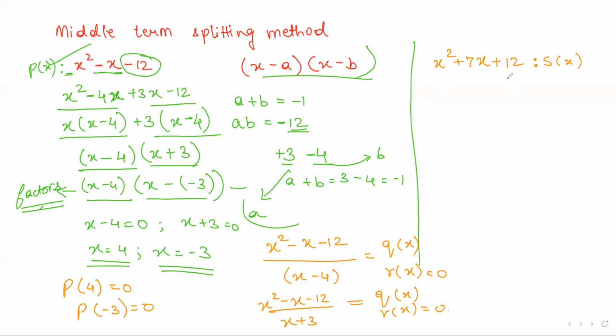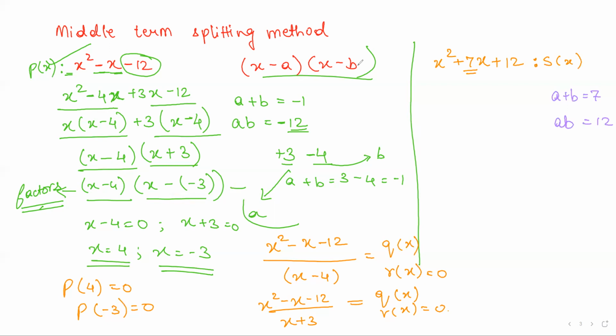By the middle term splitting method, the coefficient of x is a plus b. So a plus b is equal to 7 and a into b is equal to 12. Since both are positive, no need to mention the signs. The multiplication of two values is 12, but the addition of the two values is 7.